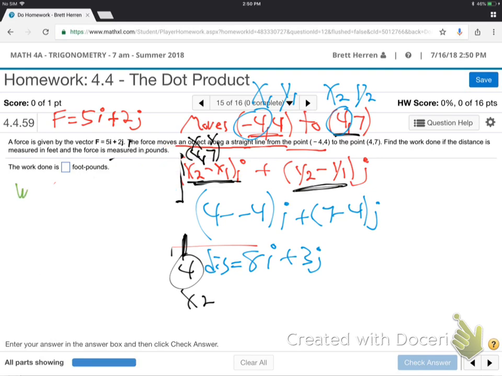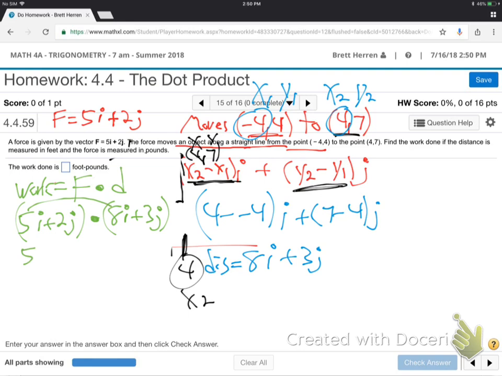So the work now is the force vector dotted with the distance vector. So the force vector, 5i plus 2j, dotted with the distance vector, which is 8i plus 3j. So the i times the i, 5 times 8, plus 2 times 3, 40 plus 6, 46. There it is. The total work done, 46 foot-pounds.